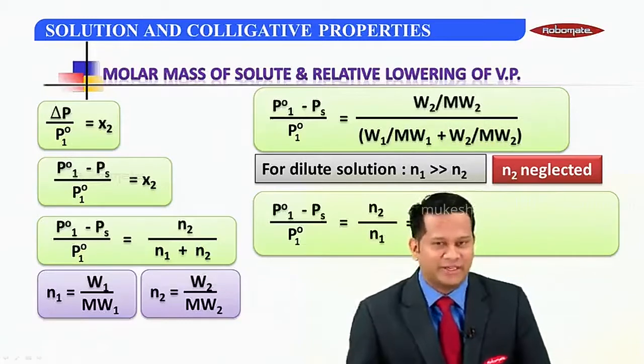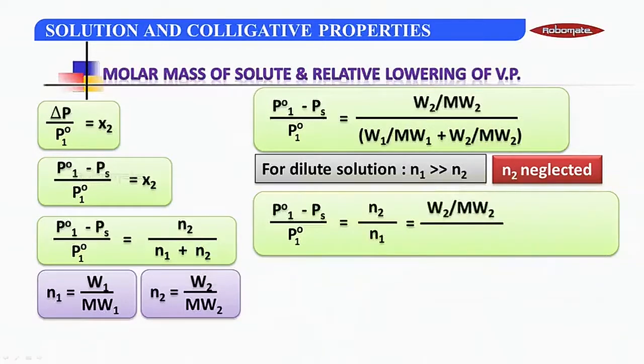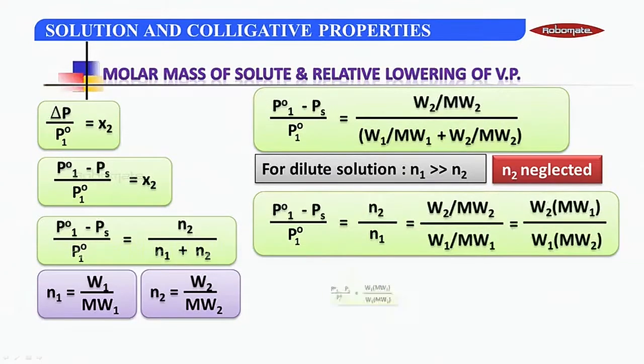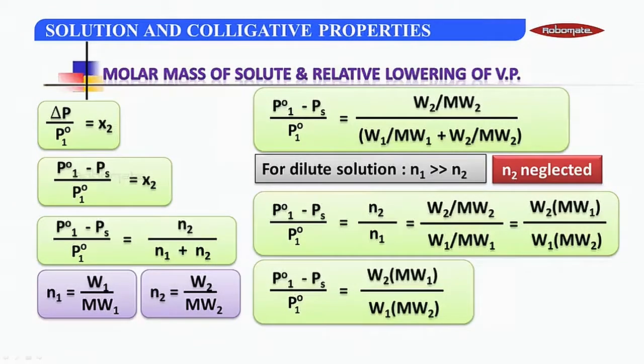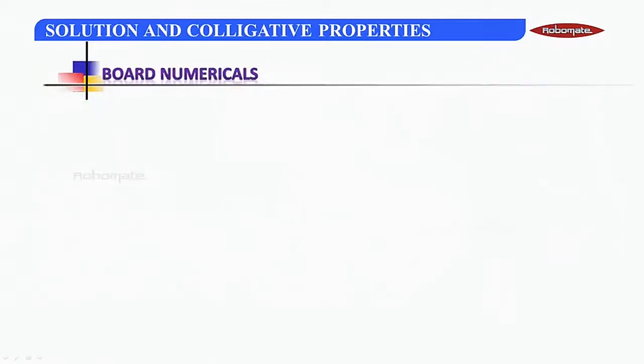Further, this can be written as W2 upon MW2 divided by W1 upon MW1. On rearranging, I get W2 MW1 upon W1 MW2. And that's the final formula which you're supposed to use when you have a numerical based on relative lowering of VP. Let's take a numerical.